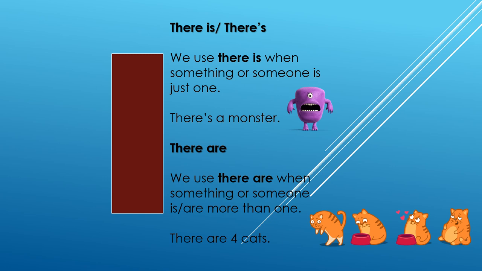There are. We use there are when something or someone is or are more than one. Do you see the cats there? Good, how many cats are they? Okay, there are four cats. So we say there are four cats. So if I asked you, how many are they? You'd say, there are four cats.